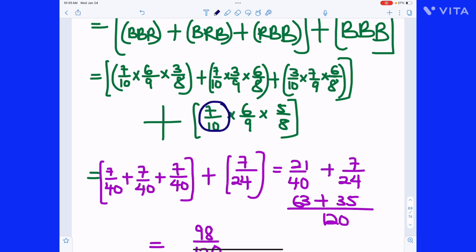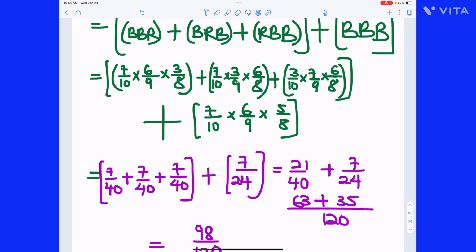The first time you choose, there'll be 7 blacks out of 10 balls altogether, or marbles altogether. Probability of choosing a black again is now 6 blacks left out of 9 marbles left. Probability of choosing a third black ball is what? There'll be 5 black marbles left, and 8 marbles left altogether. So 5 over 8. You compute that, you get 7 over 24.